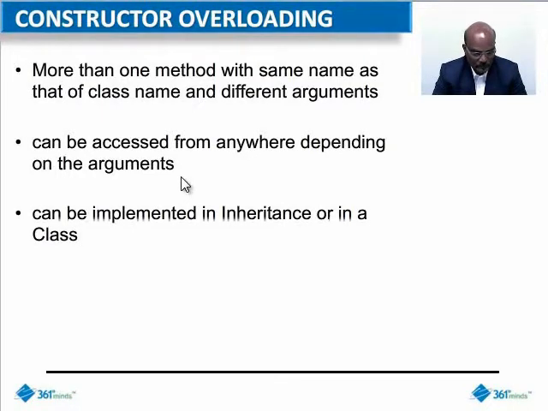What does this mean? Suppose in the first method that you've created you have just one integer, and in the second method you have two integers, and I'm passing two integers, then naturally the second method will be called, and it can be implemented in inheritance or in a class.